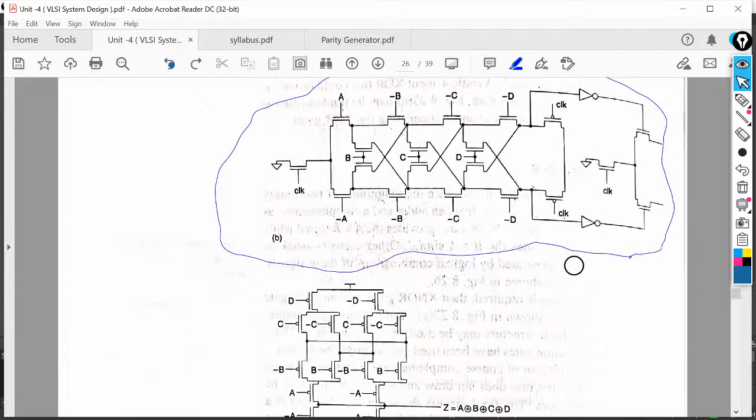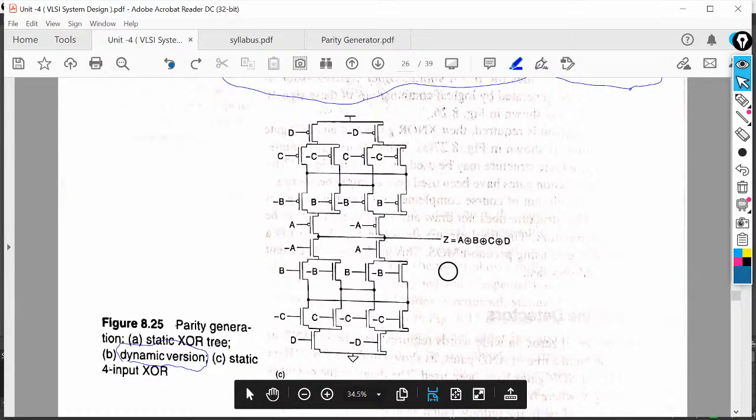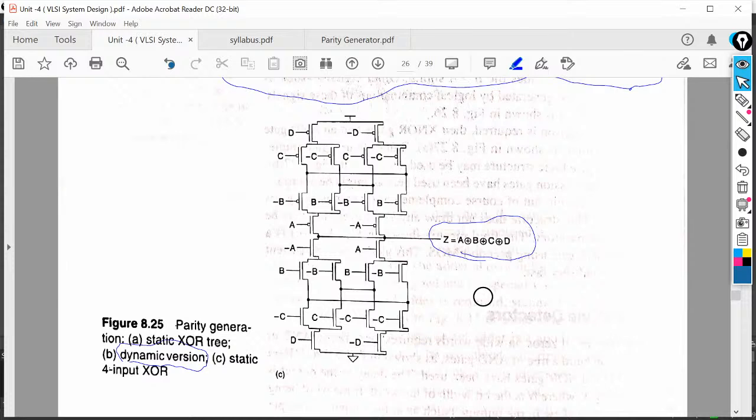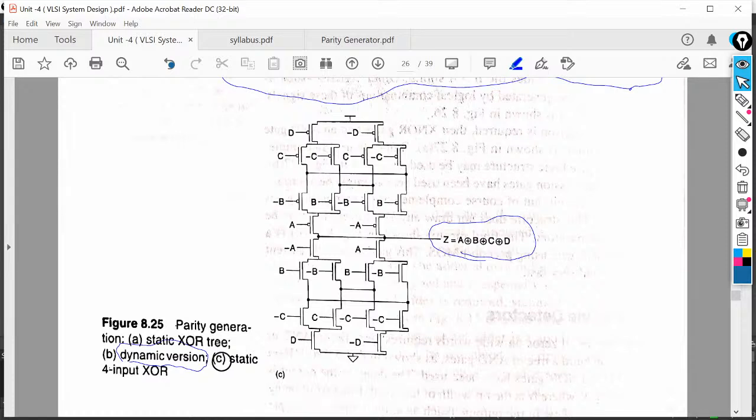Now, if you want to make a static structure, this diagram is also a representation of A XOR B XOR C XOR D. This representation is known as the static 4 input XOR gate.